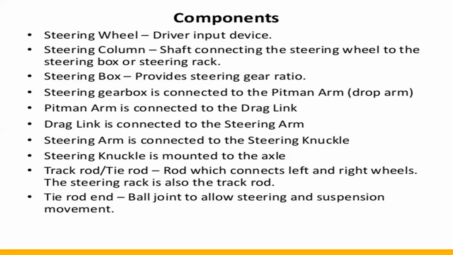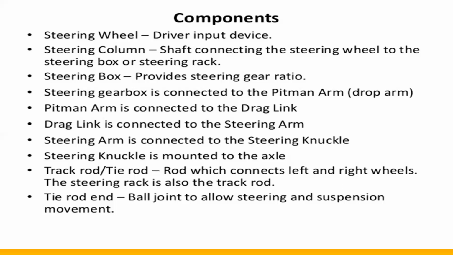The steering knuckle is mounted to the axle. On that axle we have a track rod, or tie rod. The rods which connect the left and right wheels of the steering rack are also called the track rod. Tie rods and ball joints allow steering and suspension movement of the automobile vehicle.